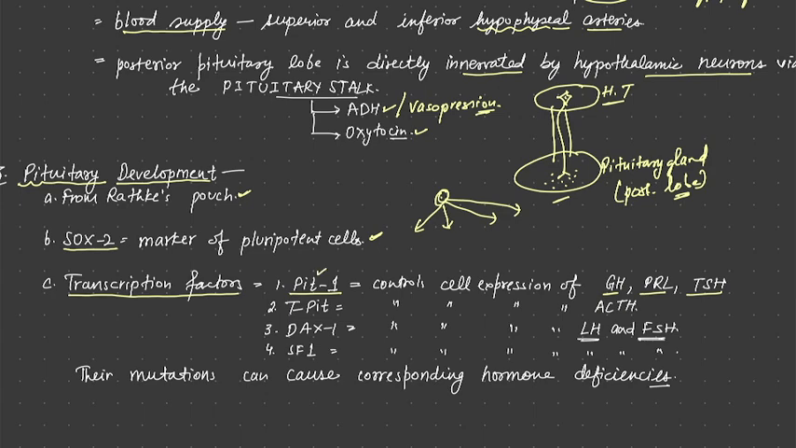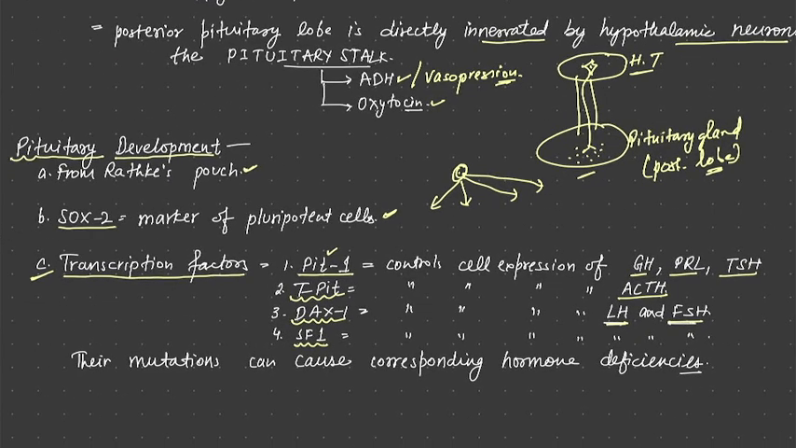For conversion of pluripotent cells to ACTH secreting cells, we need TPIT. For conversion of pluripotent cells into luteinizing hormone and FSH secreting cells, we need DAX1. Similarly, SF1 is also required for LH and FSH secreting cells. So these are transcription factors, which is a topic of just mugging them up. Very important, but yes, we need to remember them. Their mutations can cause corresponding hormone deficiencies. That is the relevance of remembering these transcription factors.